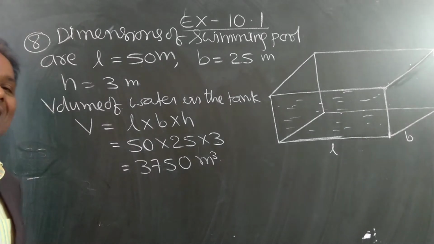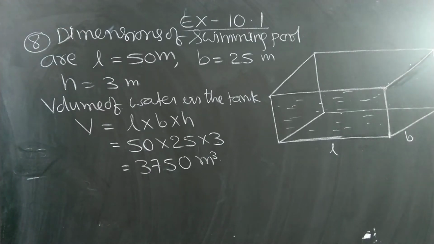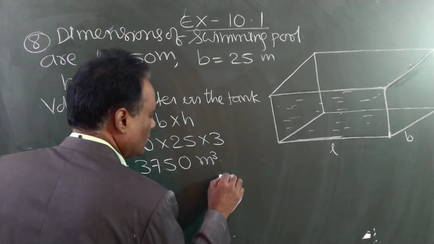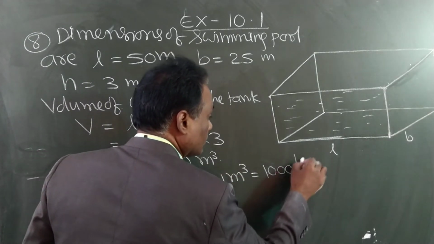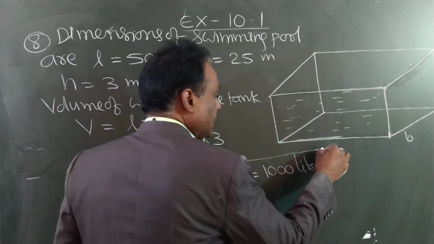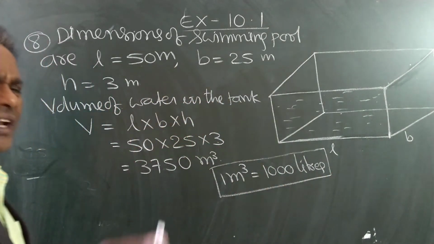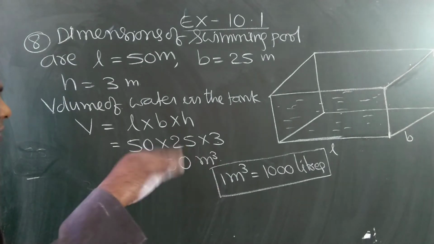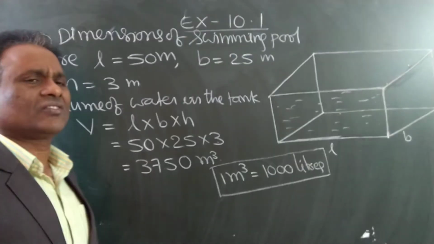But the question is, tell in terms of liters. See here, the conversion is 1 meter cube is equal to 1000 liters. You studied these conversions already. If you have not known earlier, just remember it. 1 meter cube is 1000 liters.